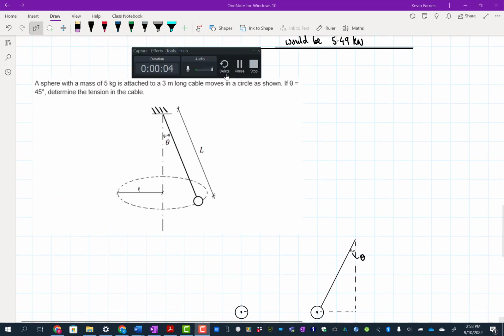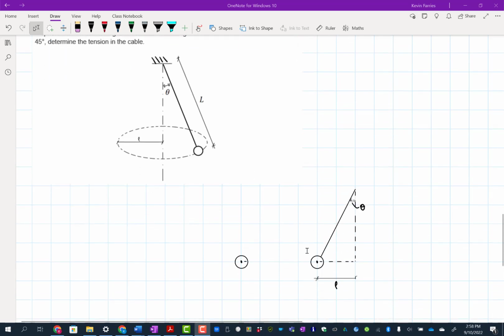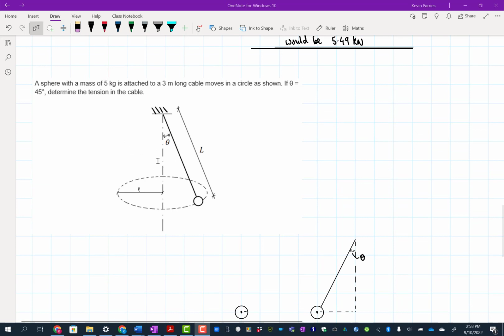So this is one of the classic questions for centrifugal and centripetal forces. You've got some kind of little plumb bob and you're spinning it. It's fixed to a point on the ceiling, something like that. So I've drawn a sketch of that. The sphere has a mass of 5 kilograms. So we know this is 5 kg. Oops, 5 kilograms.